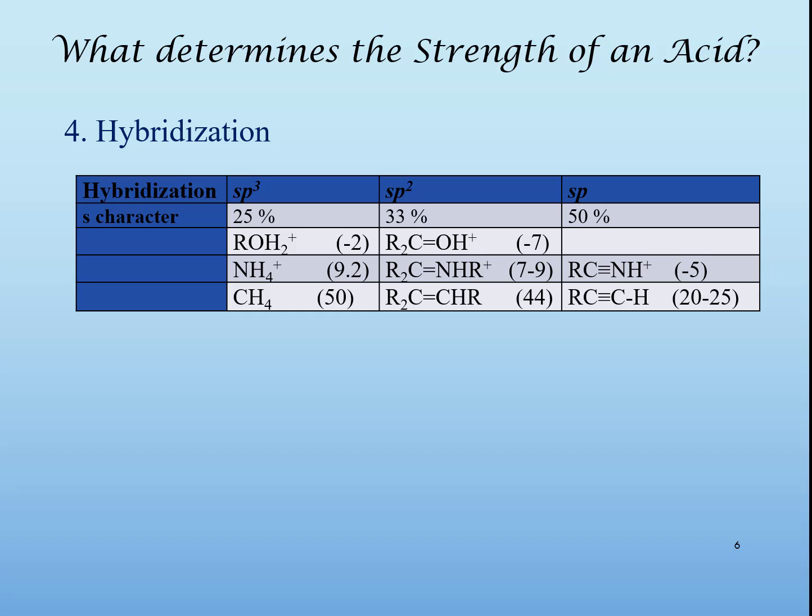The fourth factor we're going to look at is the hybridization. We see that in the sp3 hybridized case, like an ammonium ion, we have a weak acid. The acidity increases a little bit if you look at the protonated imine, and ultimately if you look at the protonated nitrile, we see a relatively strong acid.